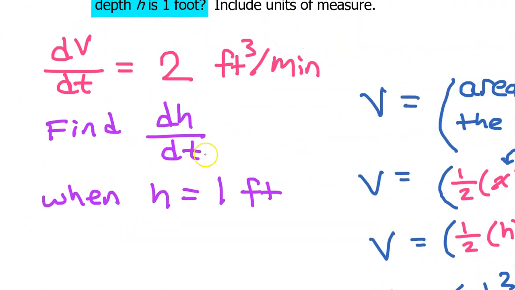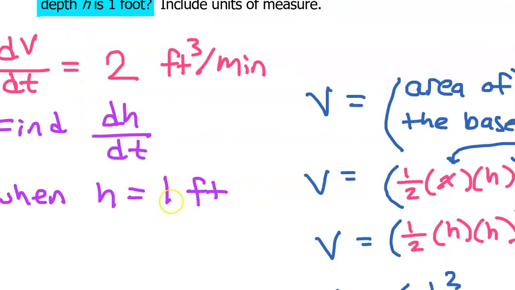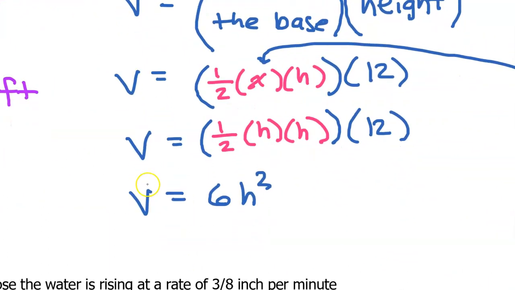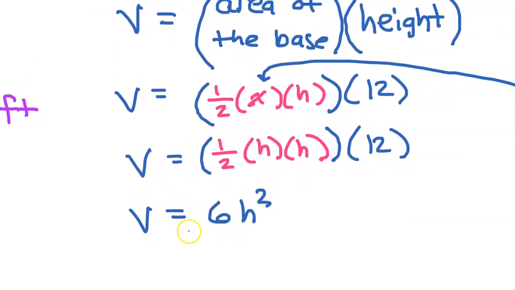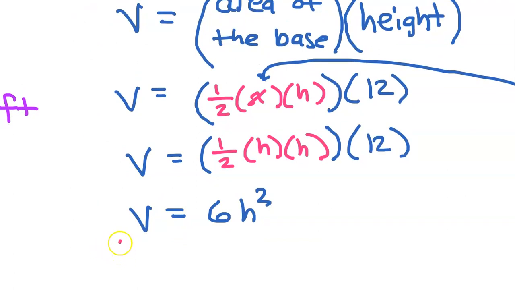Now we need to find rates like dH dt, and we're given a rate dV dt. So to get these expressions, we need to do some implicit differentiation and take the derivative of both sides of this equation. So if I do that, I'm going to have dV dt. All right, I've taken the derivative of the left side. And now I'm going to take the derivative over here. I have to use the chain rule because I'm differentiating with respect to t, and this is an h. So when the variables don't match, you have to use the chain rule.